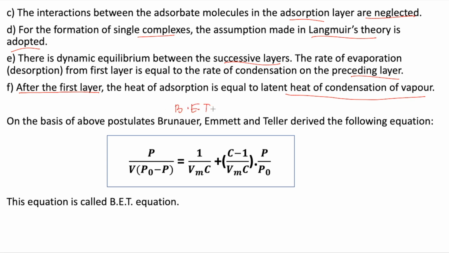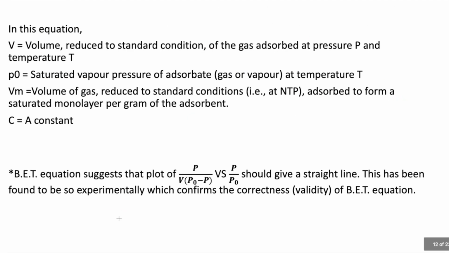Now, on the basis of all the above assumptions, Brunauer, Emmett and Teller, they are the BET. So that's why it is called the BET theory, isotherm. They derived the equation which says that P divided by V(P naught minus P) equals 1 upon Vm into C plus (C minus 1) upon Vm into C times P upon P naught. And this is called the BET equation.